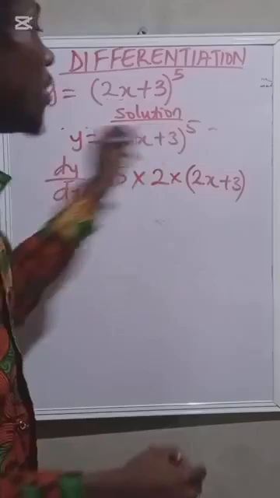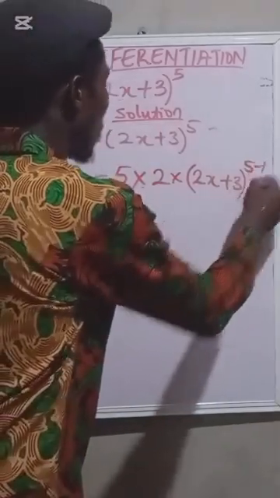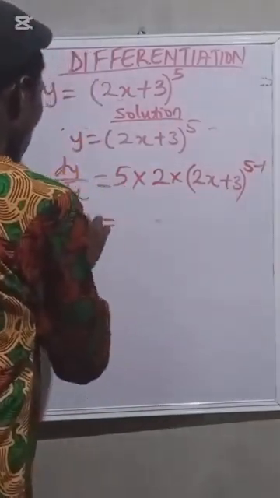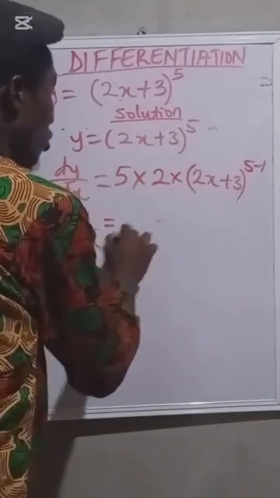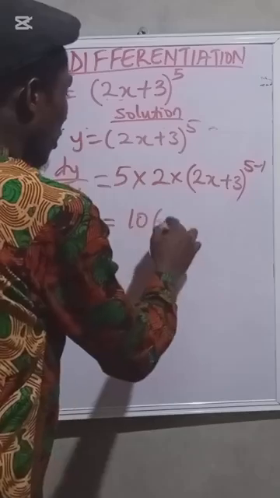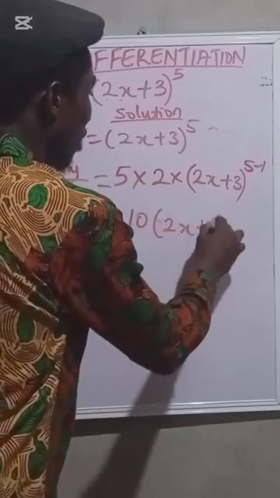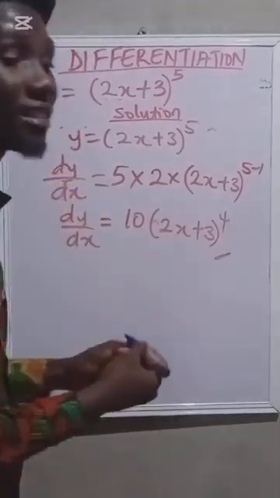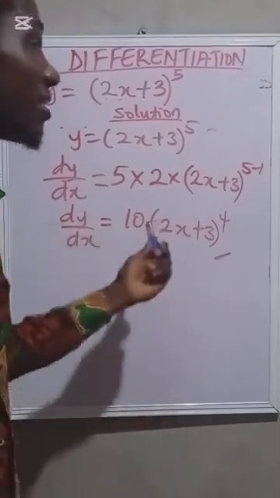And then subtract 1 from the power, that is 5 minus 1. Therefore, your dy/dx is going to be equal to 5 times 2, then 2x plus 3 raised to the power 4. So you can see that the answer we got there before is the same thing as the answer we got here.